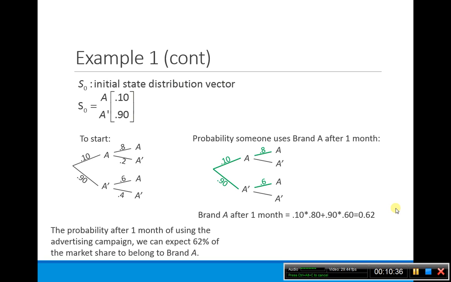So like I just said, after 1 month of using the advertising campaign, we expect 62% of the market share to belong to brand A. So here we can say this is the next state, S1. We just denote the next state S1, so we expect 62% using brand A, while 38% is not.